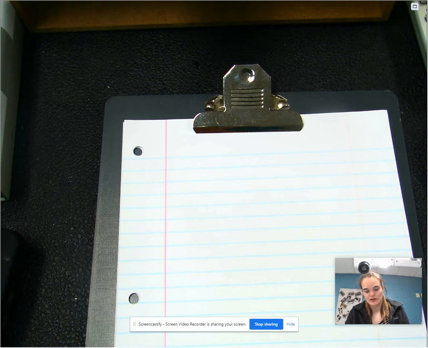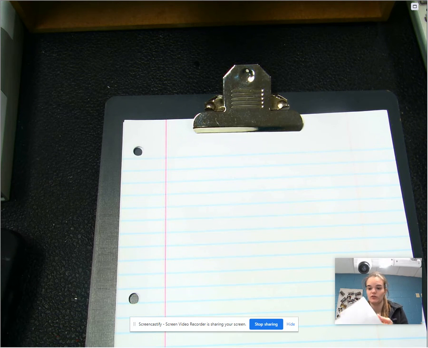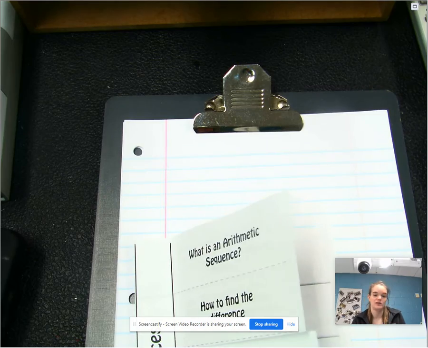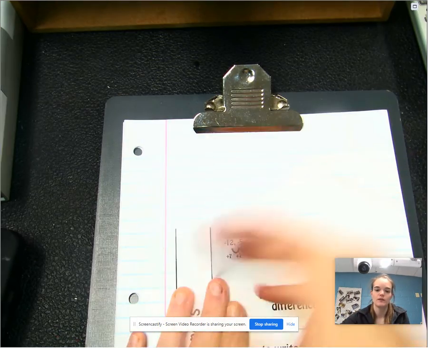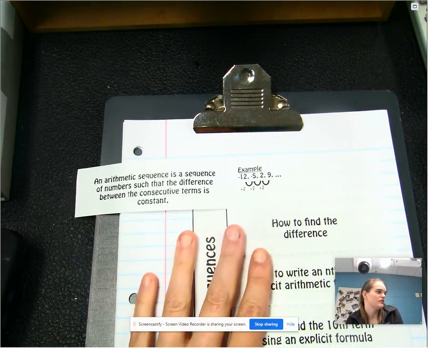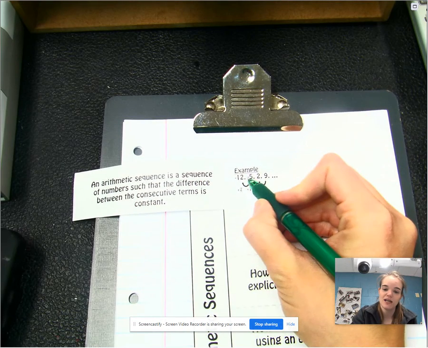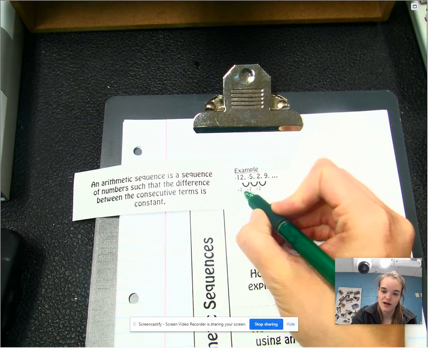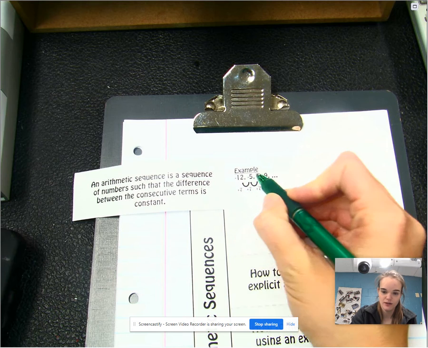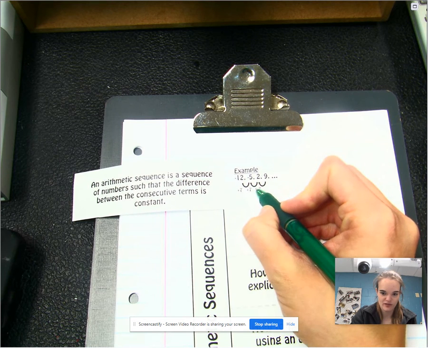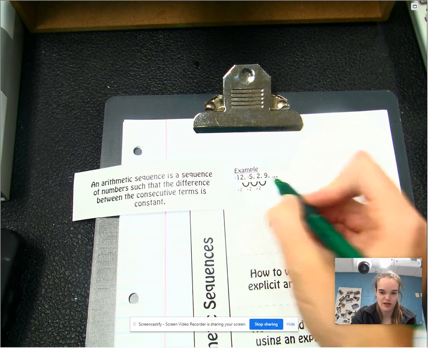All right, we're going to talk about arithmetic sequences. Arithmetic sequences is kind of a segue into linear functions because a line can be shown in an arithmetic sequence, and you're going to see what I'm talking about in just a second. So let's talk about what is an arithmetic sequence first. An arithmetic sequence is a sequence of numbers such that the difference between the consecutive terms is constant, meaning to get from negative 12 to negative 5, you are going to add 7. To get from negative 5 to 2, you're going to add 7. To get from 2 to 9, you're going to add 7.